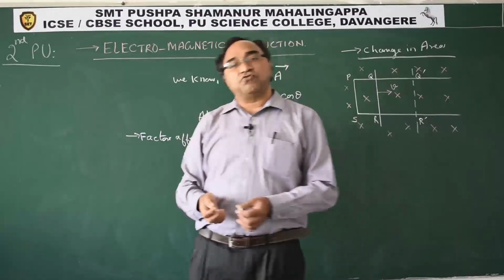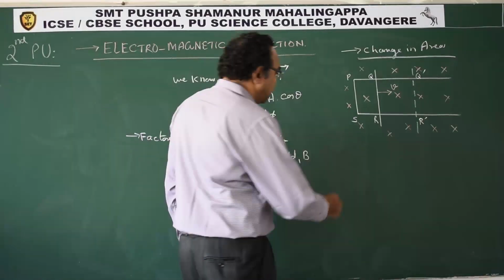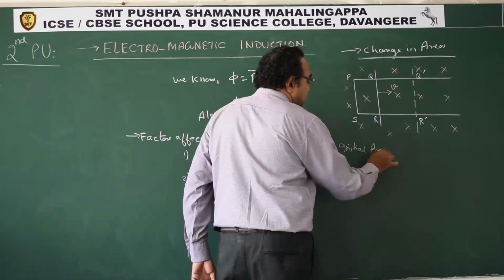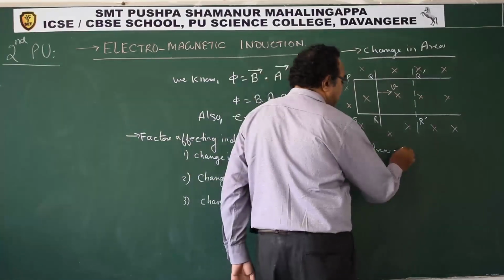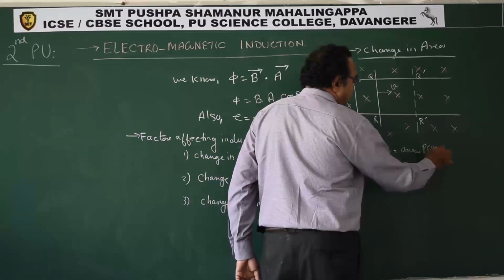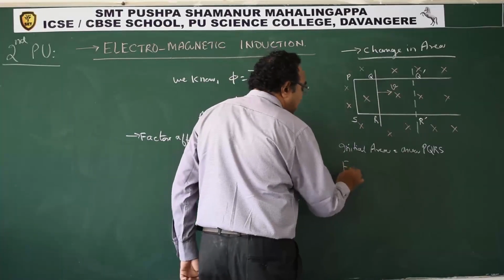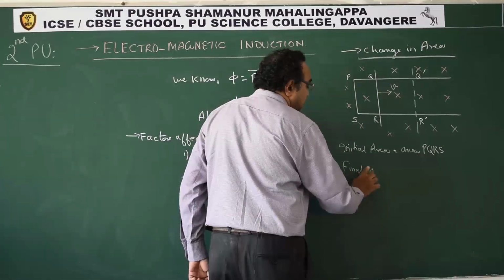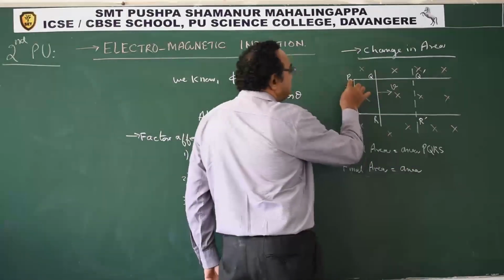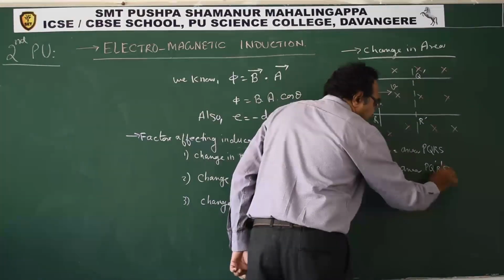So what is the change that we observe? See, initial area is area PQRS. This is the initial area. What is the final area? Final area is area PQ dash R dash S.